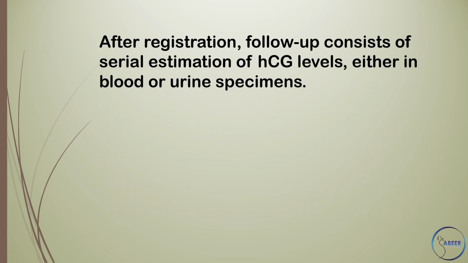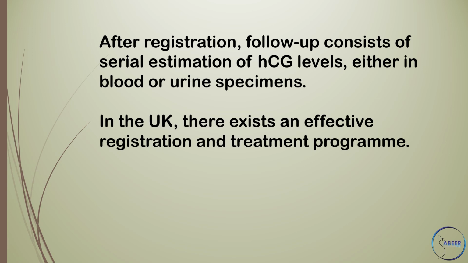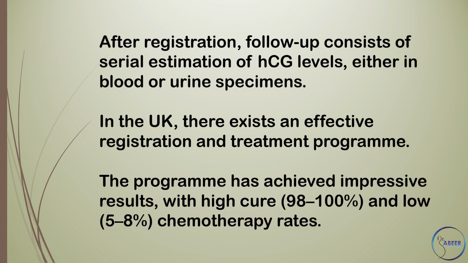After registration, follow-up consists of serial estimation of human chorionic gonadotrophin levels, either in blood or urine specimens. In the UK, there exists an effective registration and treatment program. The program has achieved impressive results with high cure, 98 to 100%, and low 5 to 8% chemotherapy rates.